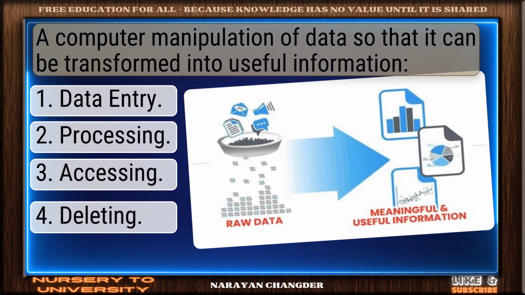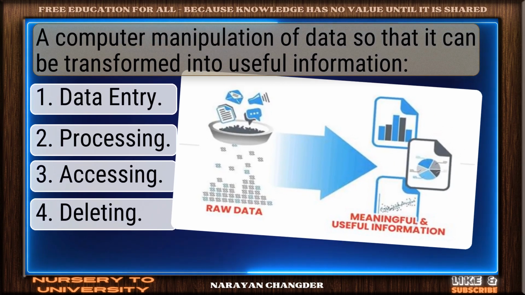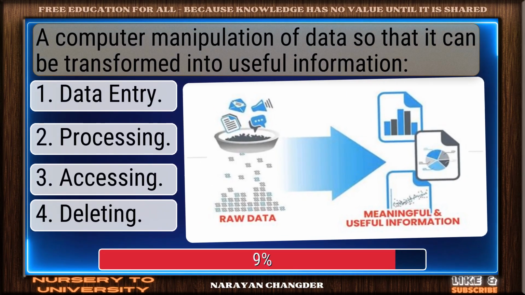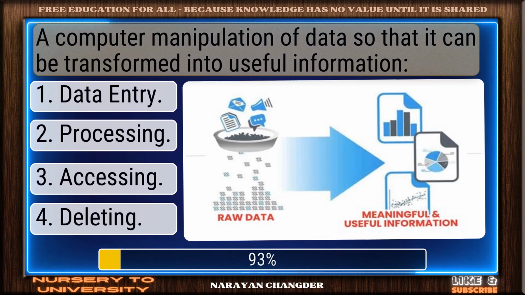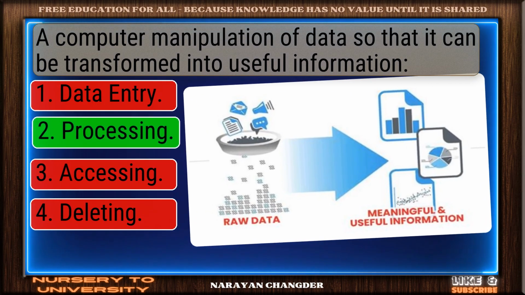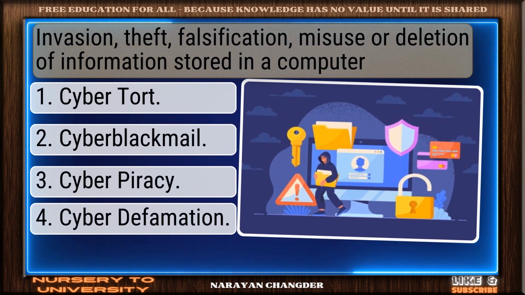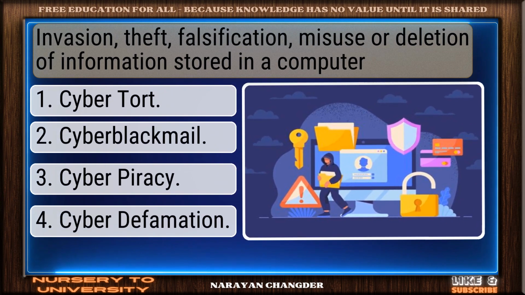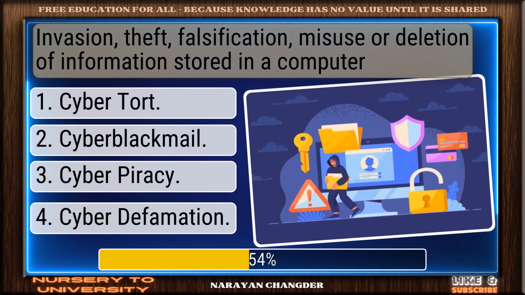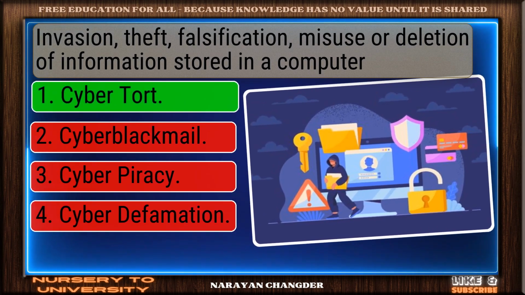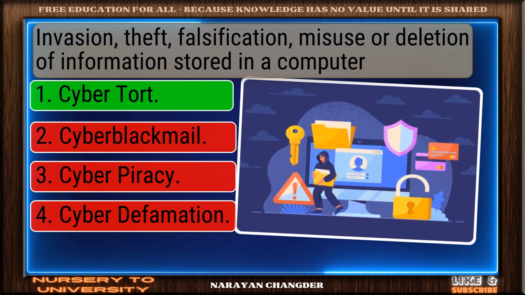A computer manipulation of data so that it can be transformed into useful information. Right choice. Processing is best. Invasion, theft, falsification, misuse or deletion of information stored in a computer. Solid response. Cyber tort is valid.